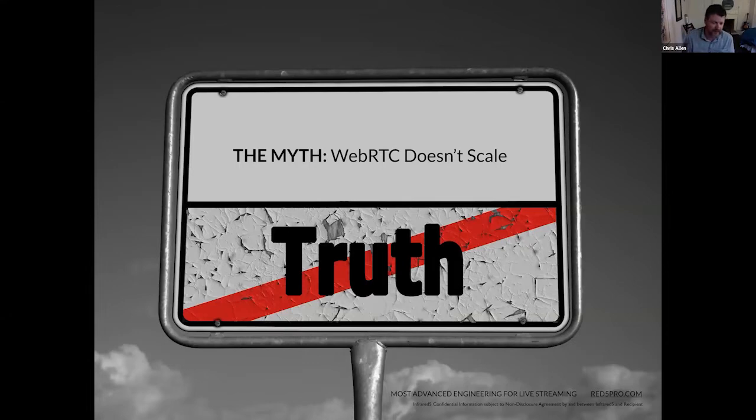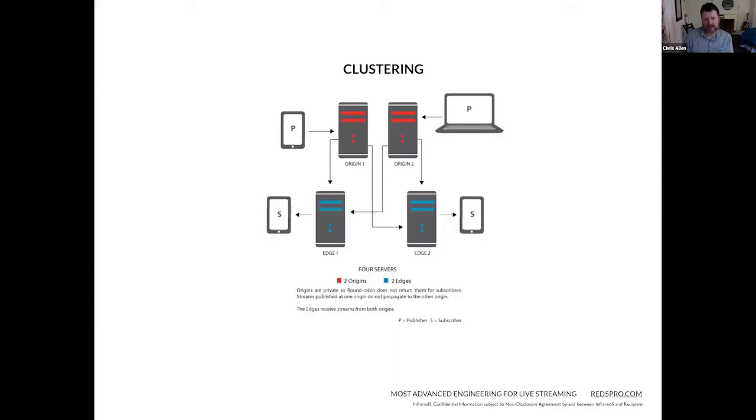This leads us to the thing that people will usually tell you, that WebRTC doesn't scale. And that's absolutely true if you look at it from a traditional standpoint. It was originally built as a peer-to-peer protocol, which inherently doesn't scale well. But what we do is we use cloud instances. As you can see in this diagram, we've got origin instances. On AWS, they'd be EC2 instances. The incoming streams go into origins, they get fanned out to edges, and then subscribers connect to those edges.